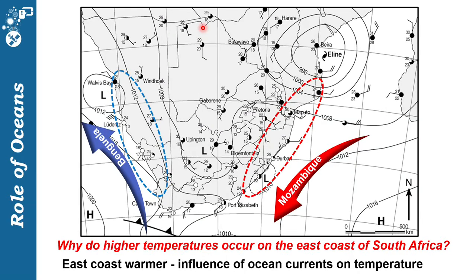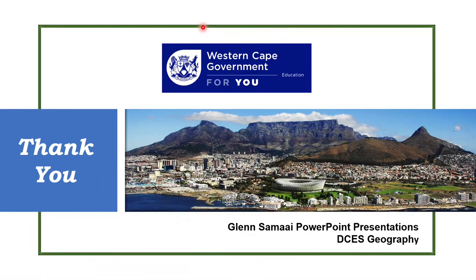Right, now we're going to look at the role of the oceans. You know this, you did this in grade 10 already. So we see along the east coast of South Africa, we've got higher temperatures because of the warm Mozambique current, and then along the west coast we've got lower temperatures.